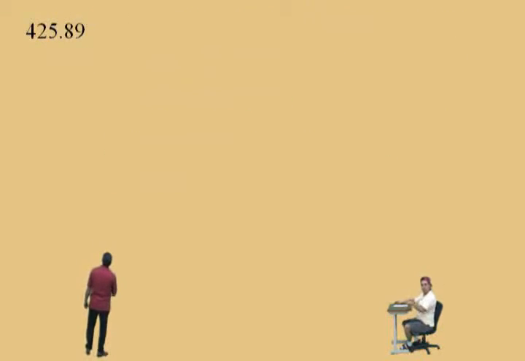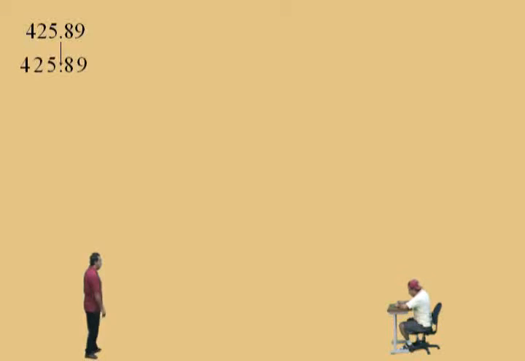So here we go. 425.89. Here, we have to move the decimal so that we get a 1 or a number greater than 1 but less than 10 to the left of the decimal. See, here's what I mean.